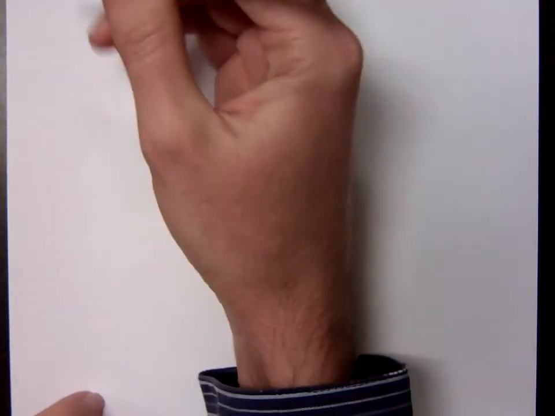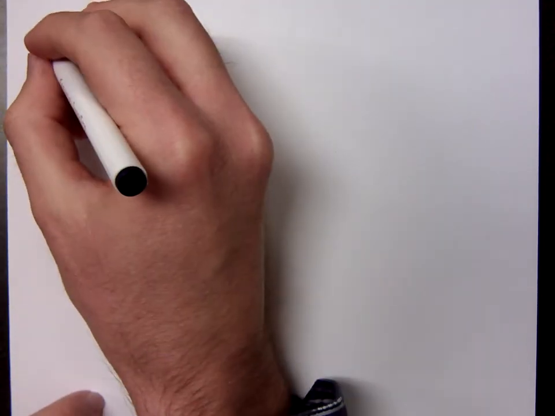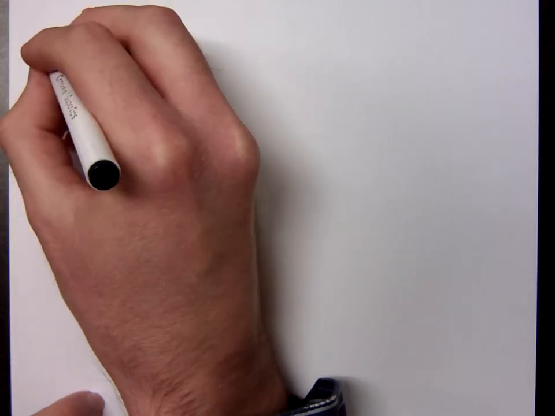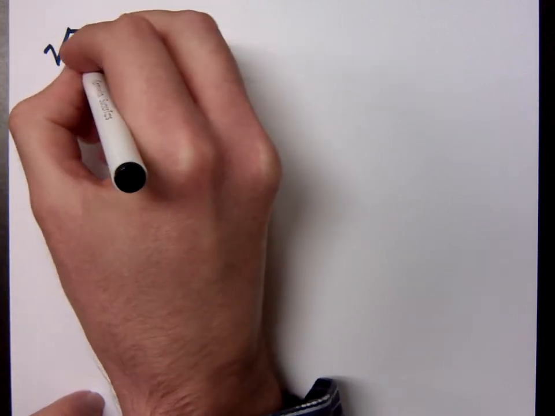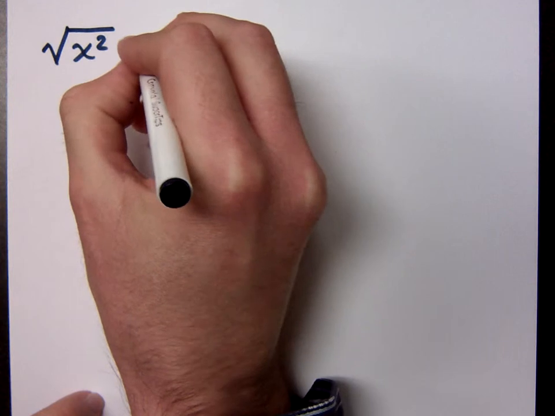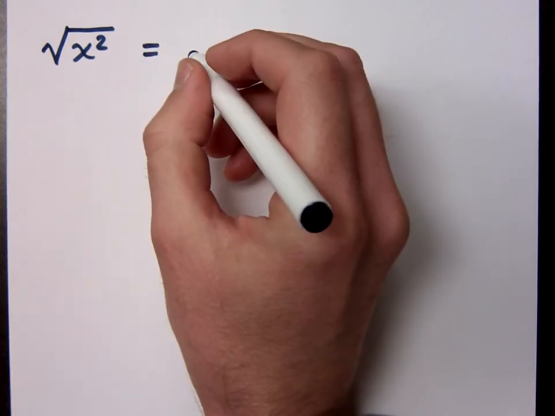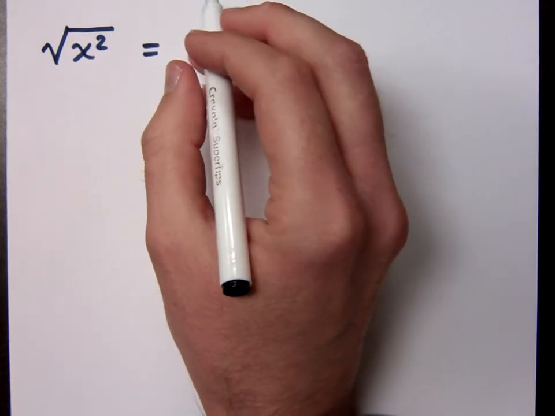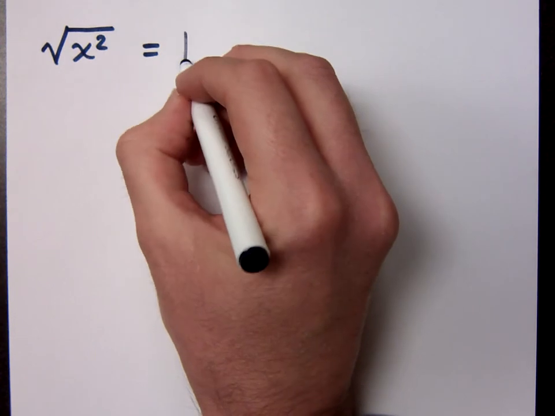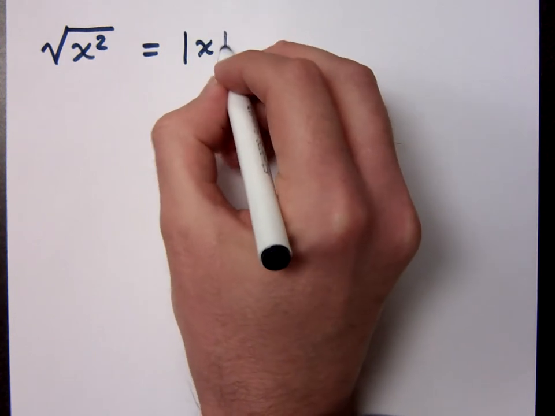Now, what we're going to do here is I'm going to blow your mind. What is the square root of x squared according to what we just did? The square root of x squared is x. You want to think that it's x, don't you? Well, let me tell you, it's actually the absolute value of x.